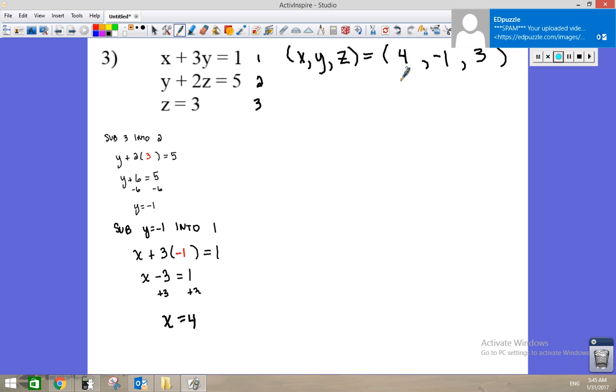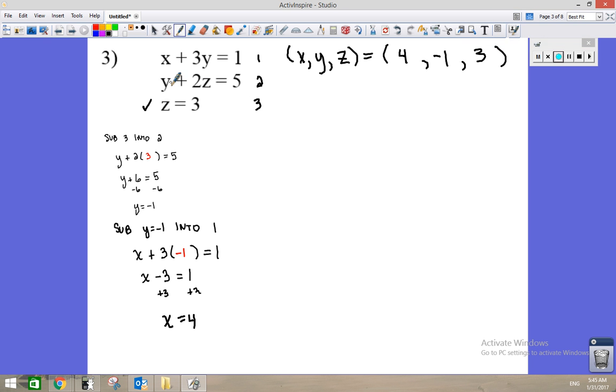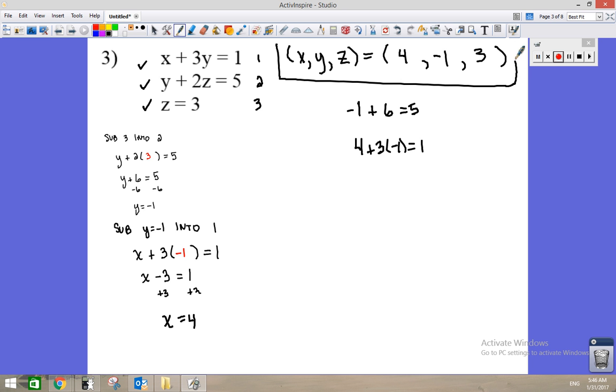So if we haven't made any silly mistakes, we've already got that z is equal to 3, y is negative 1, and 2 times 3 is 6, and negative 1 plus 6 is 5. And over here we've got x is equal to 4, and 3 times negative 1, that's 4 minus 3, and 4 minus 3 is equal to 1. So I'm pretty confident that this is the correct answer. It checks.